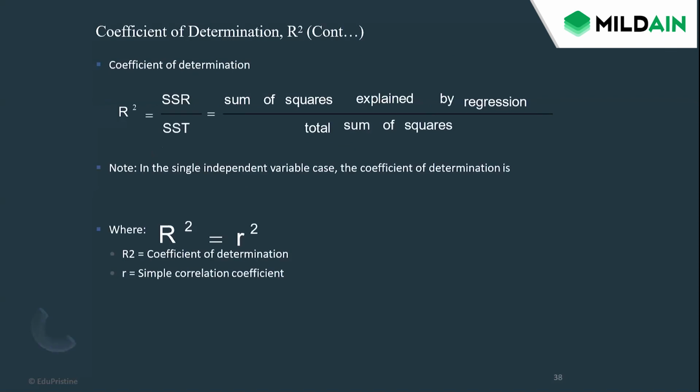The sum of square explained by the regression divided by the total sum of the square. R square is SSR divided by SST, where R square is equal to small r square, the coefficient of determination. R is the simple correlation coefficient among my data set. Is it okay, guys?